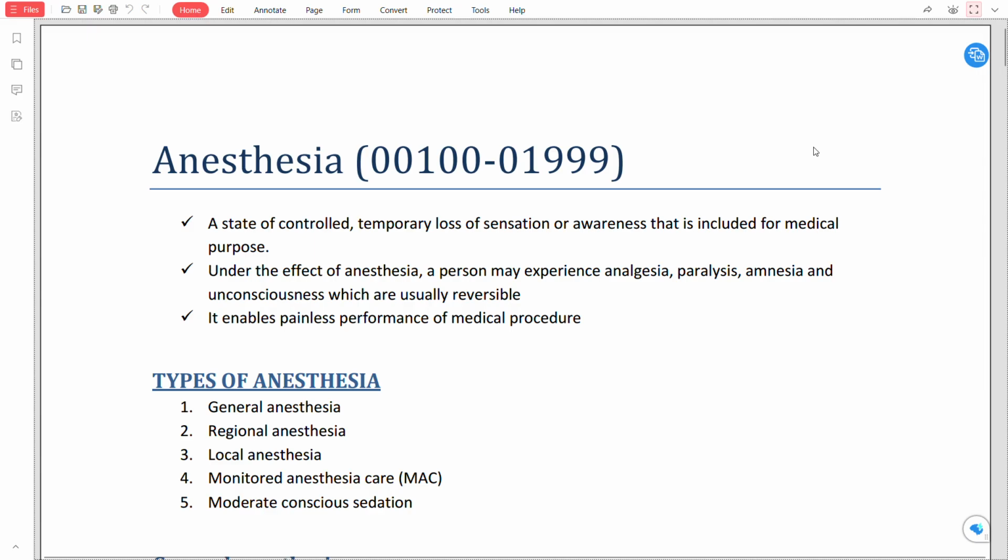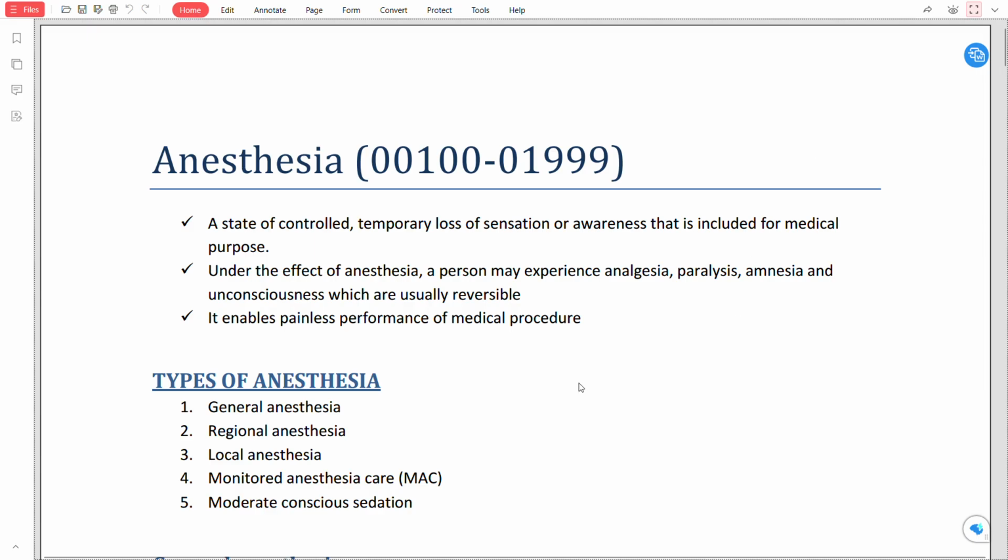So what is anesthesia? It is a state of controlled temporary loss of sensation or awareness that is induced for medical purposes. Under the effect of anesthesia, a person may experience analgesia, paralysis, amnesia, and unconsciousness, which are usually reversible. It enables painless performance of medical procedures. Anesthesia is done before any complicated medical procedure. Clear?